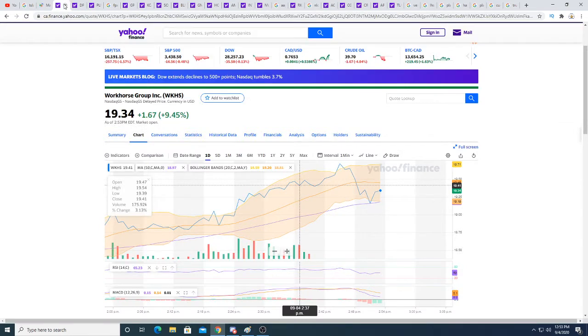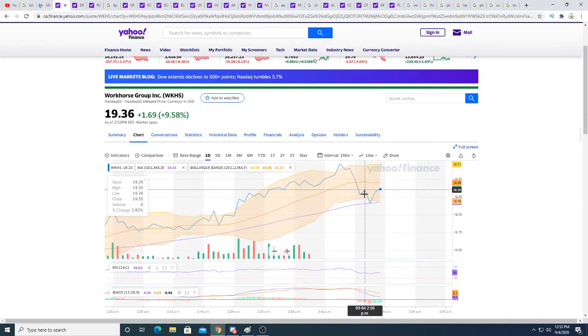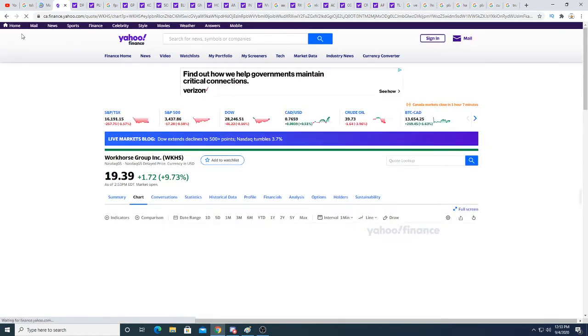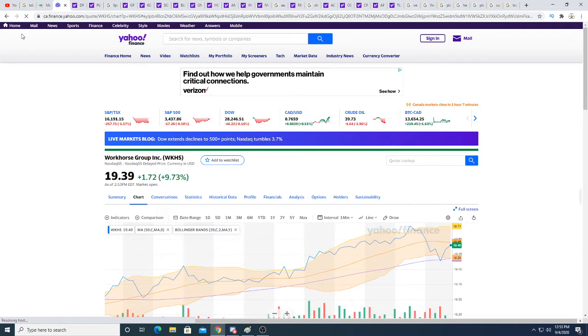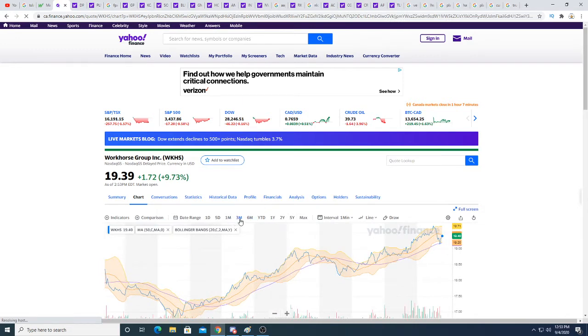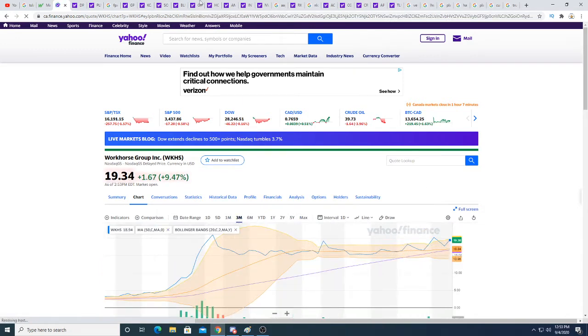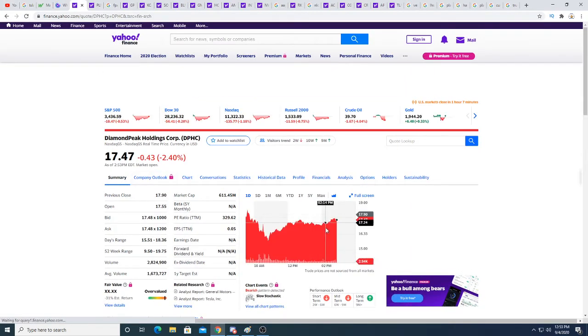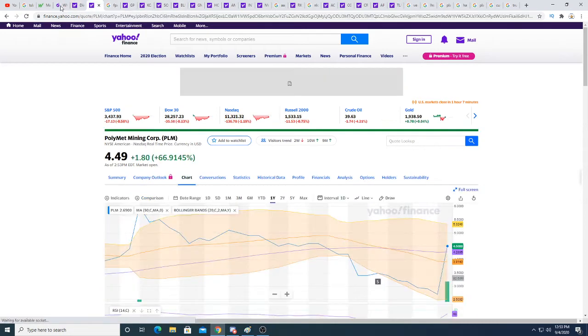The market's down today. Workhorse is popping today, but then kind of pulled back a little bit. This could be the official pump. I don't know. We'll see. I mean, it could still be volatile. We could see a pop up, and we can see it fall back down again. But we'll see. Diamond Peak Holdings is slightly recovering today. Not too much to say about that.